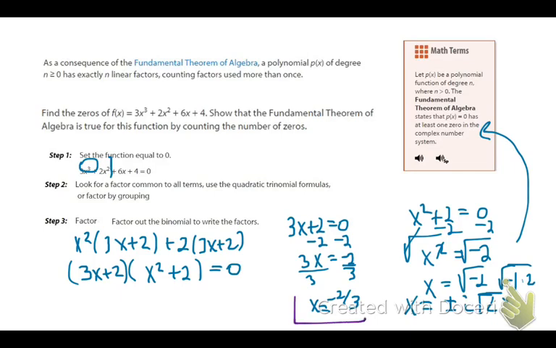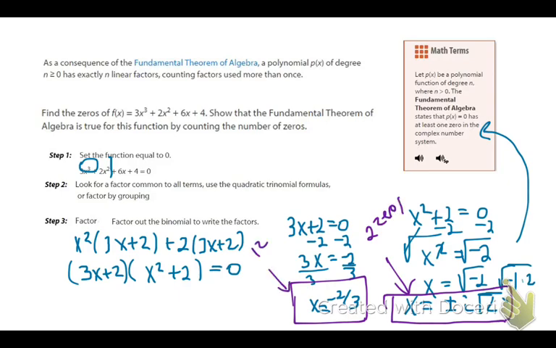We ended up with x equals negative 2/3 here, and over here we ended up with x equals plus or minus i square root of 2. So in this case, we have 2 zeros here, we have 1 zero here, for a total of 3 zeros, 2 of those zeros being complex or imaginary.